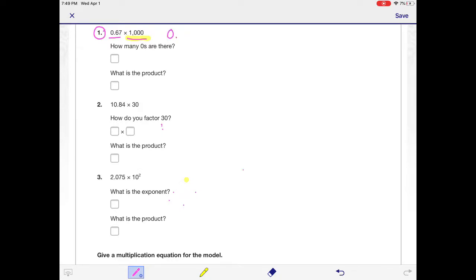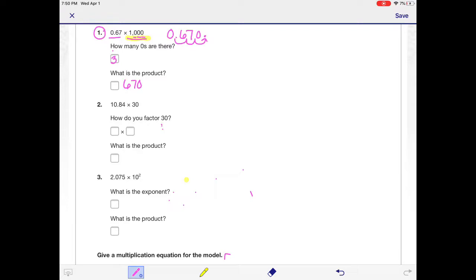So for instance, with this one, 67 hundredths times, we've got 1,000. So we've got 1, 2, 3 zeros in this power of 10. So it says how many zeros are there? 3. What is the product? We're going to move the decimal point to the right 3 spaces because we want it to get bigger because we're multiplying. So 1, 2, 3. We put the decimal point right here. You can see we've got to add a 0 here. So our answer is going to be 670, which makes sense. Here it's 67 hundredths. Here it's 670. We multiplied it 1,000 times.